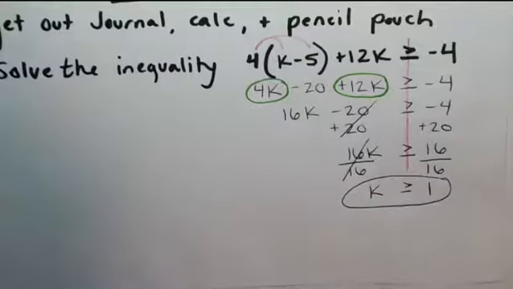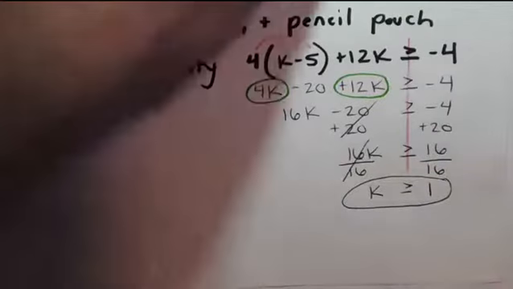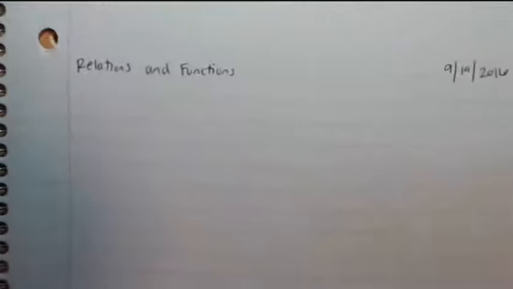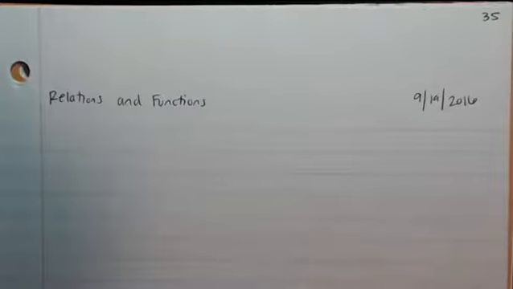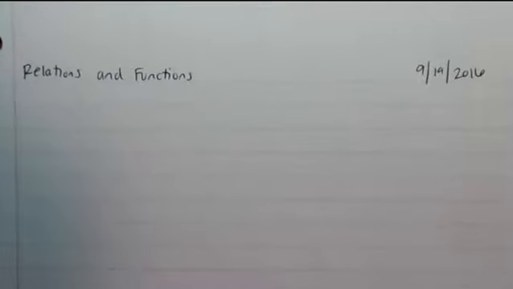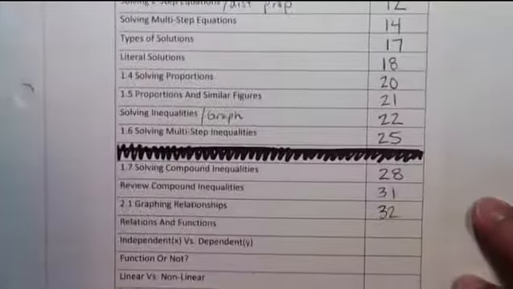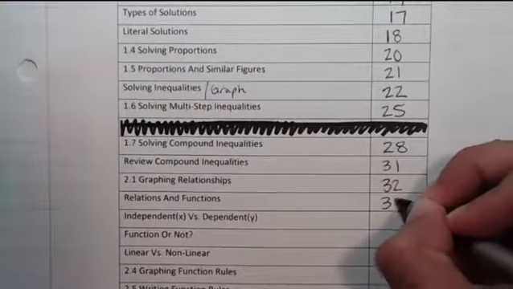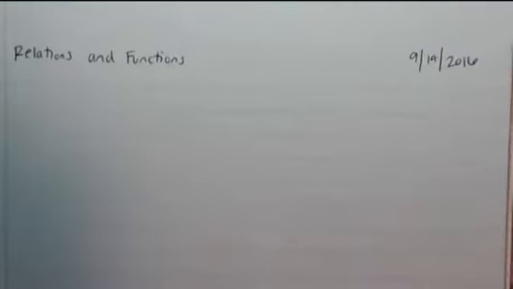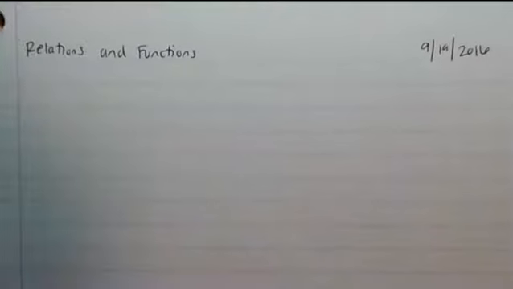Okay, so that goes over just what we've learned so far. Today we're going to move on to the next unit. We started talking about continuous and discrete graphs on Friday. Today we're going to talk about functions. So on the next page of your journal, go ahead and head that relations and functions. Today is September 19th, 2016. And don't forget to go back in your table of contents. This is my page 35. So I'm going to go ahead and label that 35 in the table of contents. I'll give you a second to get that ready, and then we will begin.